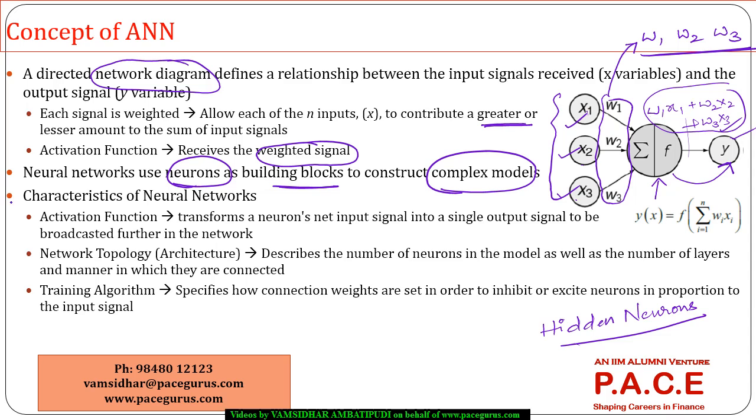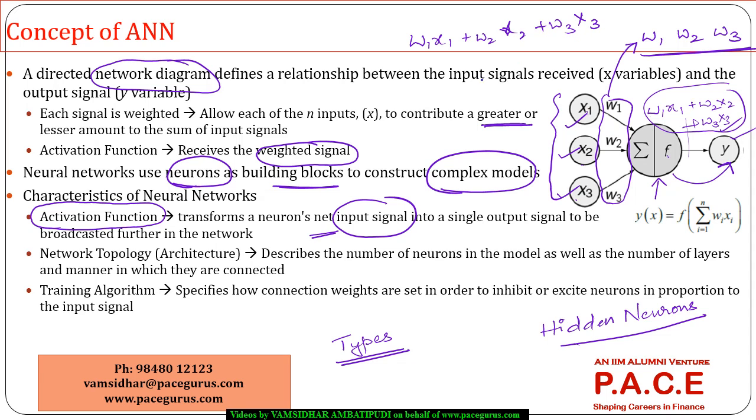If I have to talk about some of the key characteristics of neural networks, every neural network will have an activation function. Different types of activation functions I'm going to bring up in the next slide. But basically the job of the activation function, as we have seen here, is taking the neuron's net input signal. The net input signal is weighted: W1x1 plus W2x2 plus W3x3. This weighted input signal is taken as an input.